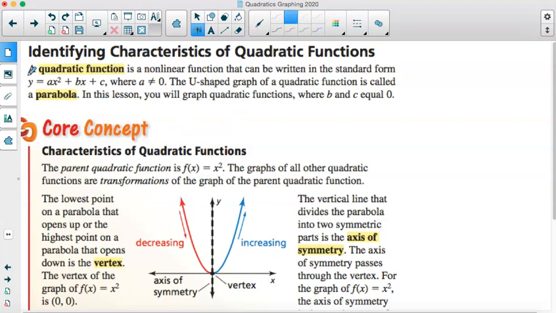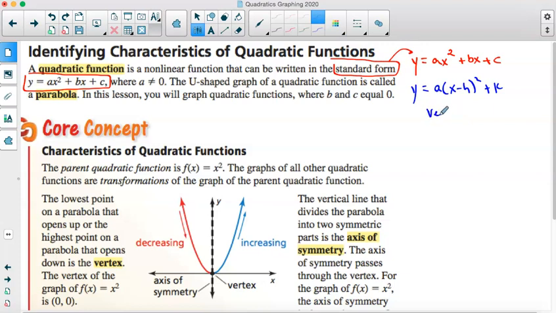A quadratic function. Notice they have a different form here. We have the standard form, which is y equals ax squared plus bx plus c. And then the other form I just showed you, y equals a times the quantity of x minus h squared plus k. This first one here in red, circle that, is in standard form. And we'll see very soon that the other is in vertex form.